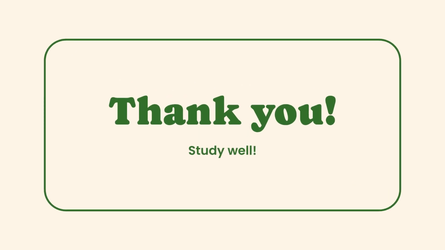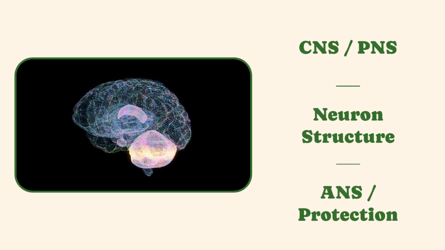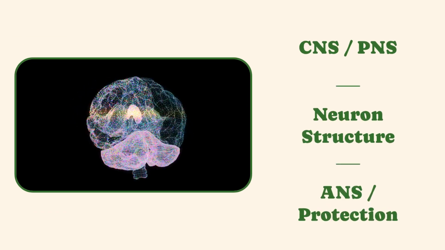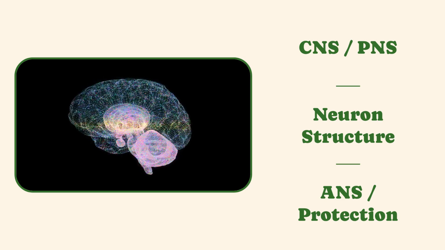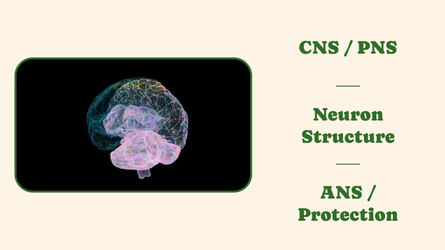That wraps up our basic overview of the nervous system structure and function. Good luck with your studies. Remember the key concepts: the structural organization, the functional unit of the neuron, the divisions of the ANS, and the protection mechanisms for the CNS.